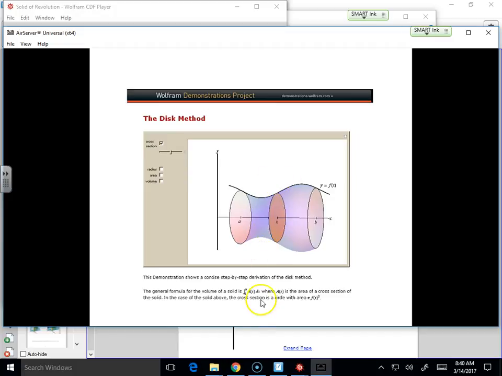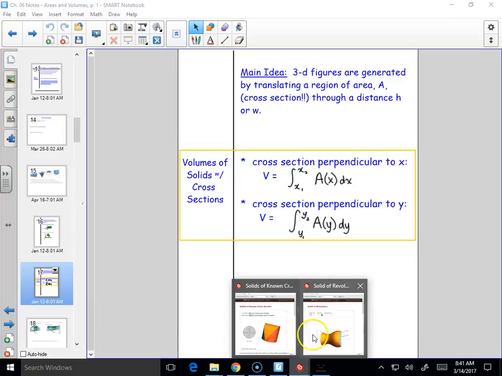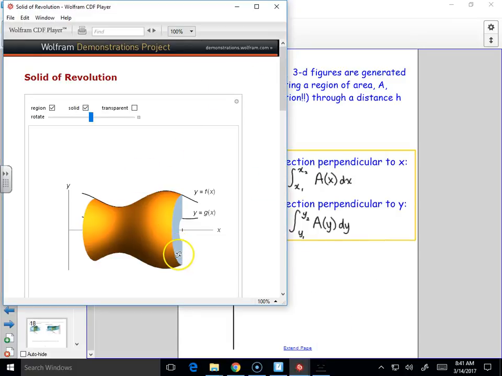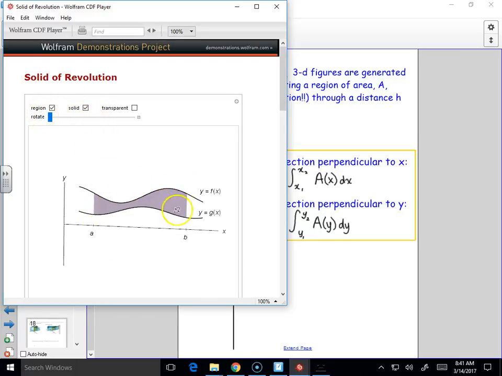Pi r squared. The only thing that's going to change in section 6.2b, and I shouldn't say the only thing because it gets a little more complicated, but the only thing that's going to change is how do we find the radius? So we do pi r squared. Here's the crazy thing: we start with the area between. And depending on what we are revolving the region about, what's going to change now that we start revolving a region about?